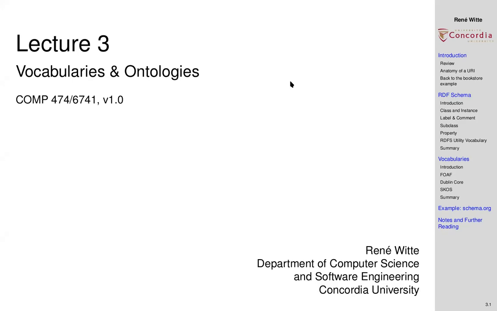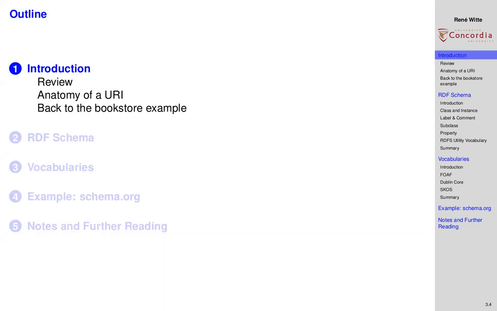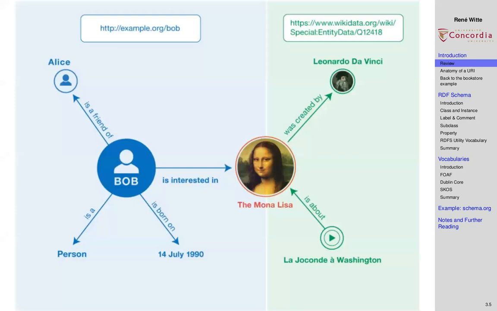This time we are still talking about knowledge graphs, but we are going to look at another layer of information that we need in those graphs and the corresponding standard, which is RDF schema. So before we go into the details, let's have a quick review of what we did so far.